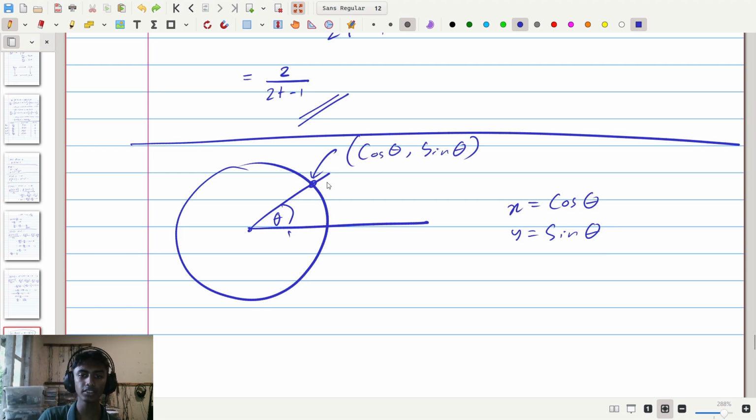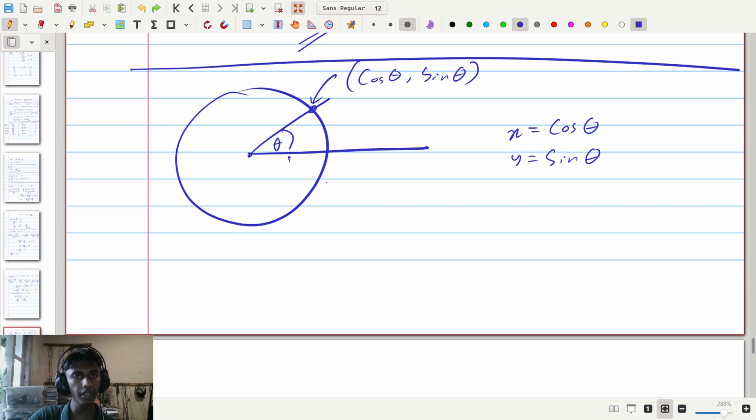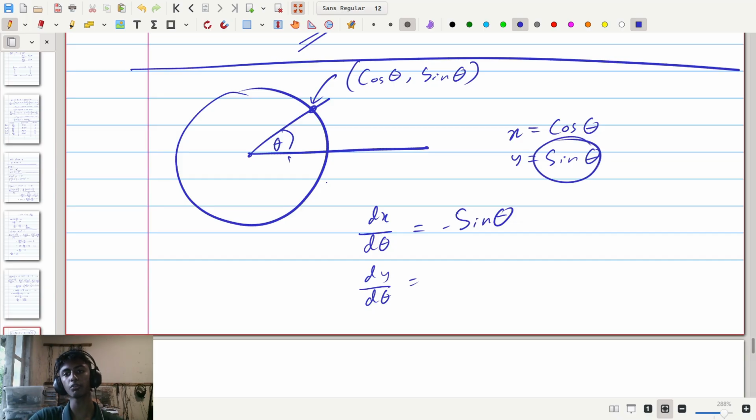And then here once again you can see, if we differentiate this thing, here we can differentiate x with respect to theta. So here we can do dx by d theta, which is equal to the negative sine of theta. We could also do dy by d theta, which is going to be equal to the derivative of sine theta with respect to theta, which is going to be cosine of theta. And now we can find dy by dx as well.